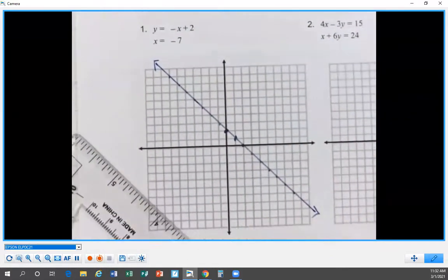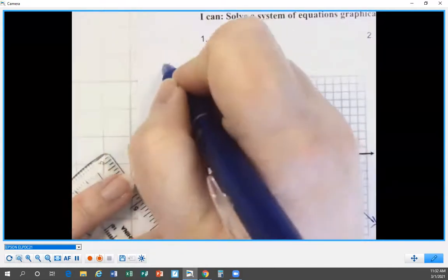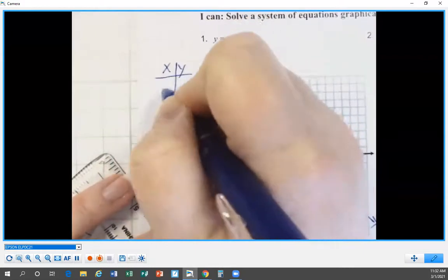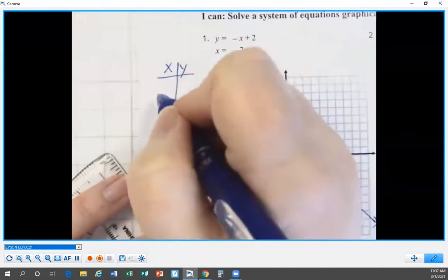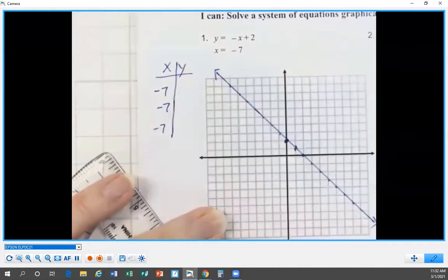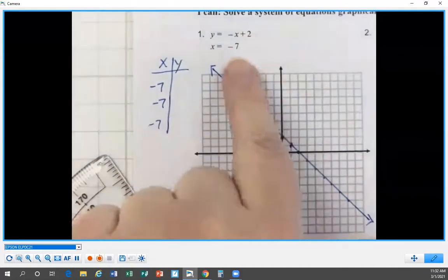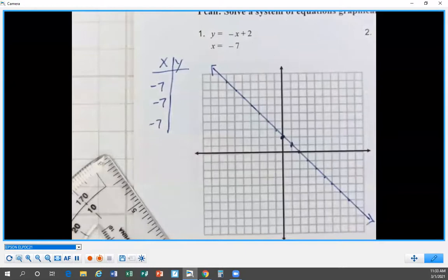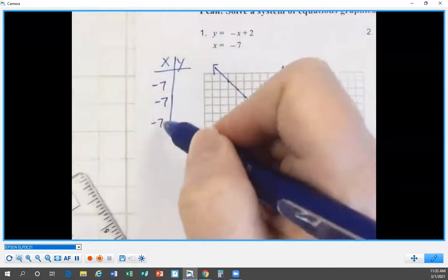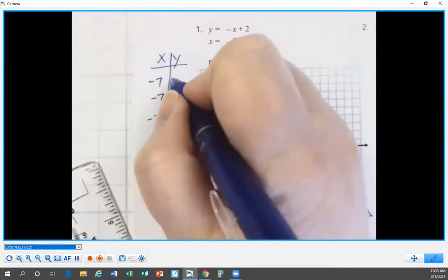And then our second line is x equals negative 7. So that means that our line goes through the x-axis at negative 7. And if you still struggle with vertical and horizontal lines, I would encourage you to make a table of values. All of your x values are negative 7. So no matter what y equals, x equals negative 7. If you need to be sure, you can just plot some points.